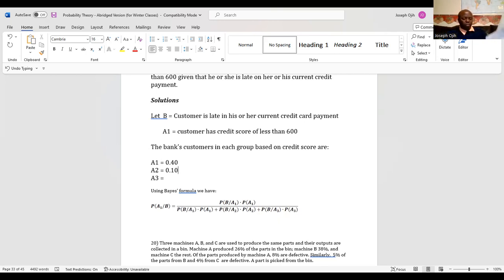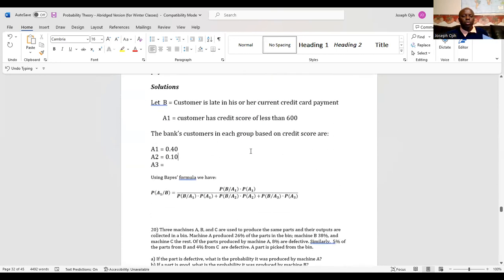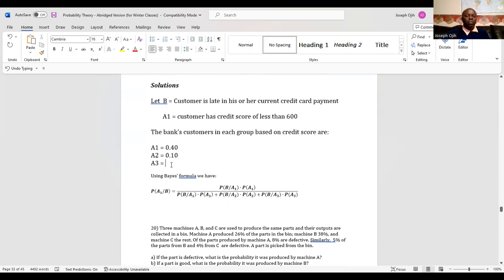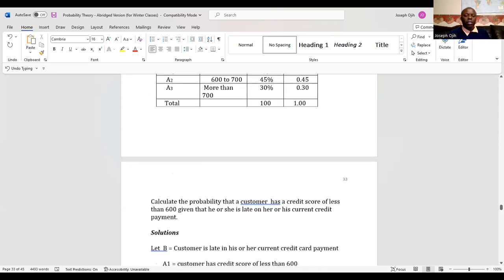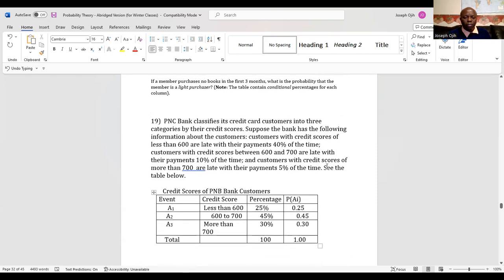We have our information. Next one is for those who are late with their payments. Those with a credit score of more than 700 are late with their payments 5% of the time. So we have 0.05, because it says 5% of the time. Here you can see 5% of the time right here.